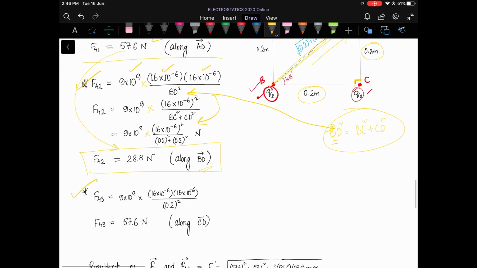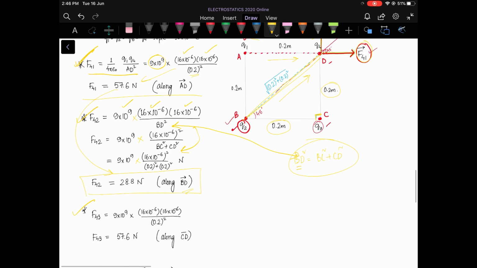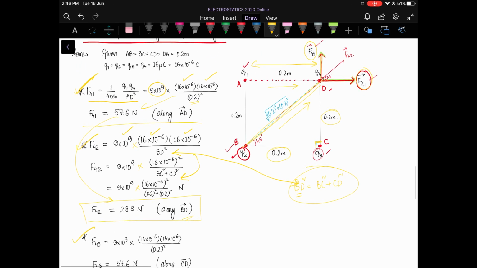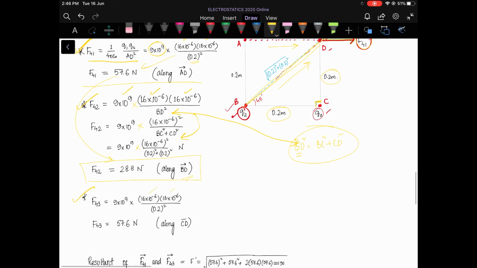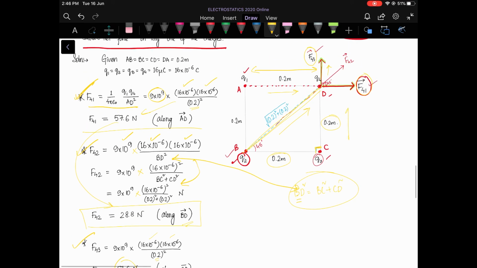Finally we have the force acting on the fourth charge due to the third charge, and that must be in this direction. So we have written the magnitude of the two charges and we have divided by the distance squared, and again we get 57.6 newtons. This force is found to act along CD.